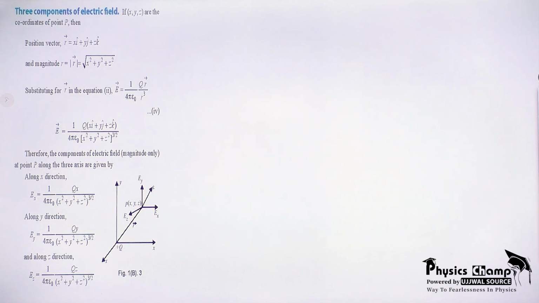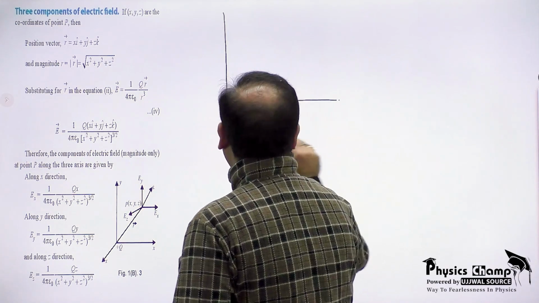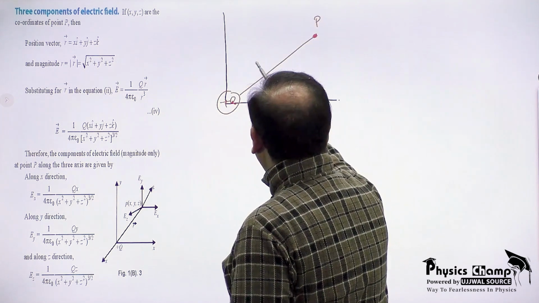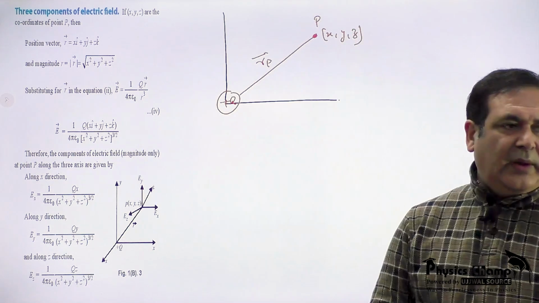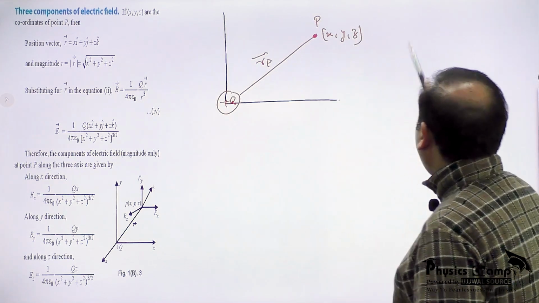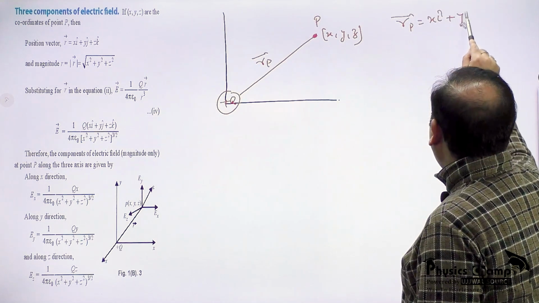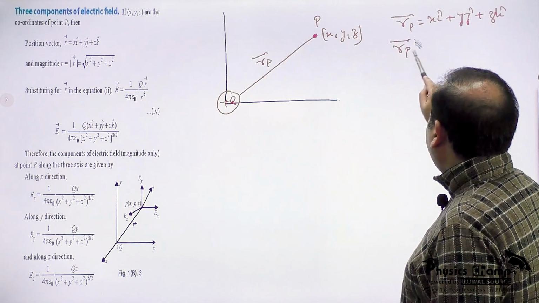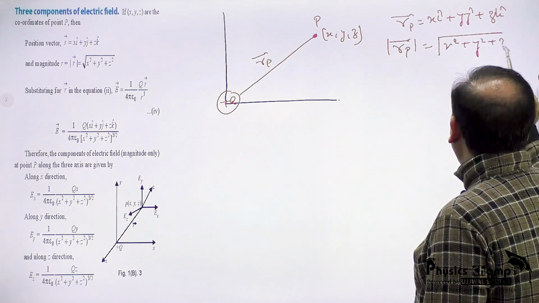As we have learned how to find the electric field due to a point charge, in the same arrangement, if we have a charge q here and there is a point P here whose coordinates are x, y and z, I can write rp vector as xi plus yj plus zk, and the magnitude of this position vector rp will be root of x square plus y square plus z square.